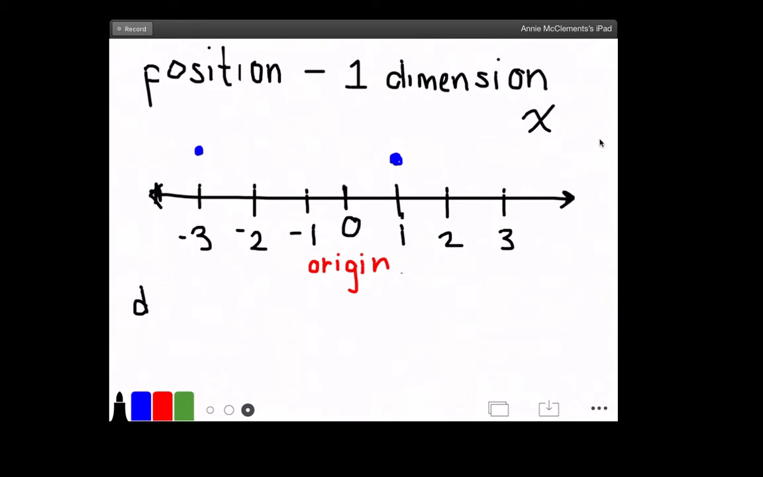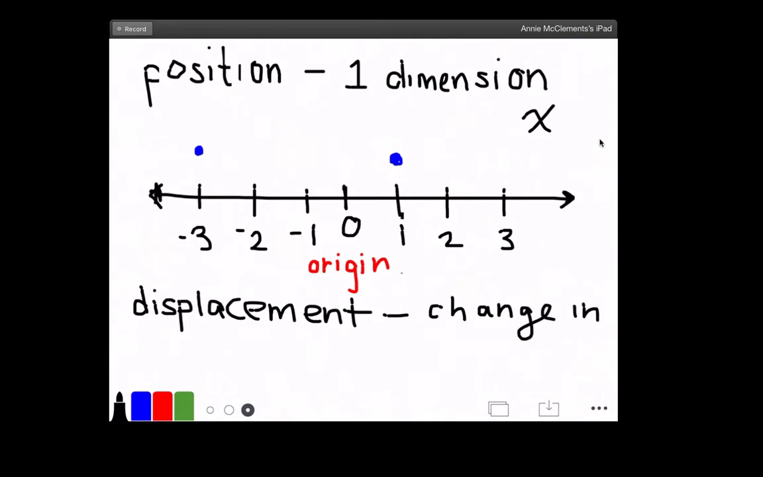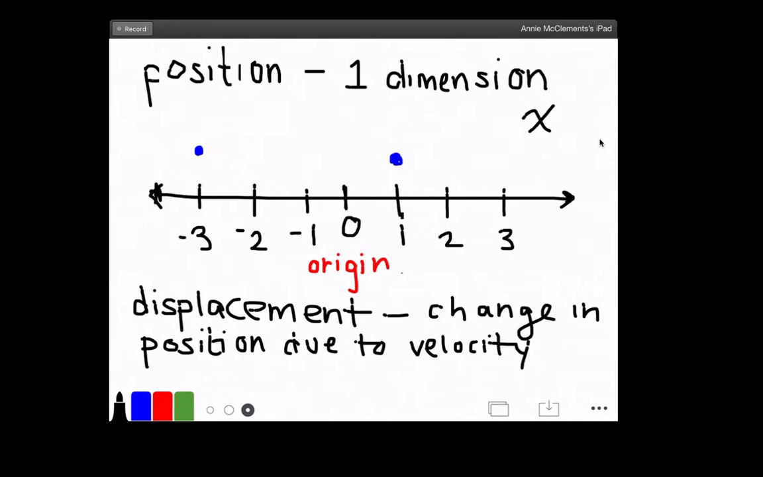All right, our last term for today, displacement. This is the change in position due to some velocity, or movement. Okay, so say instead of randomly placing myself at 1 on the number line and -3 on the number line, I moved from -3 to 1. In that case, my displacement is the distance between -3 and 1. The symbol for displacement is delta, this little triangle, x. Generally in science, the delta means change, so displacement is change in position.